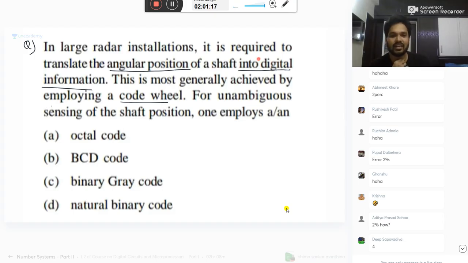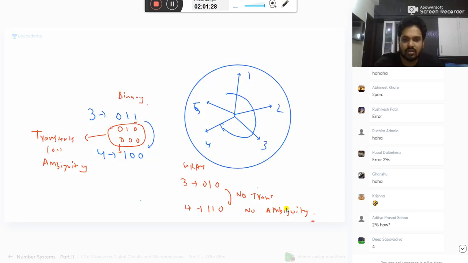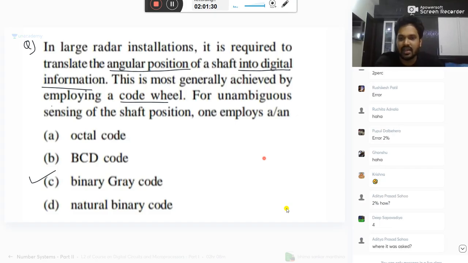At the end of the day, your answer is Gray code. For unambiguous sensing, we'll go for the Gray code. That is, in between two positions, you don't get intermediate states. Now let me answer Nidhi's question. I hope everybody knows it is an IES question.